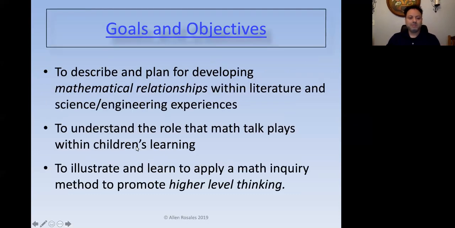So some of our goals and objectives for today, again, focus on mathematical relationships, this time with literature and with science engineering experiences. We're going to talk about the role that math talk has with children. I'm also going to show you this really cool protocol that I created. It's called a thinking protocol, which is a 10-step process that teachers can use to intentionally promote critical thinking long-term. And so we'll talk about that today.